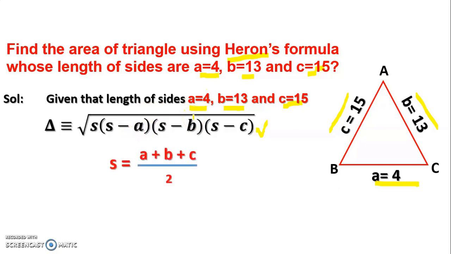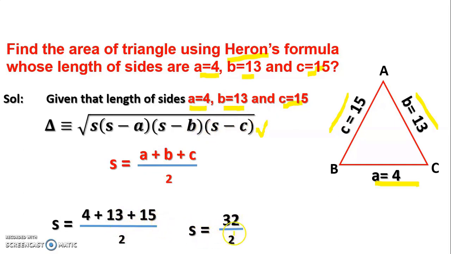Before that, I need to find the value of s. S equal to a plus b plus c by 2. S equal to a is 4, b is 13, c is 15. After calculation, you get s equal to 32 by 2, that equals 16. That means s equal to 16. Now you have the values of s, a, b and c.